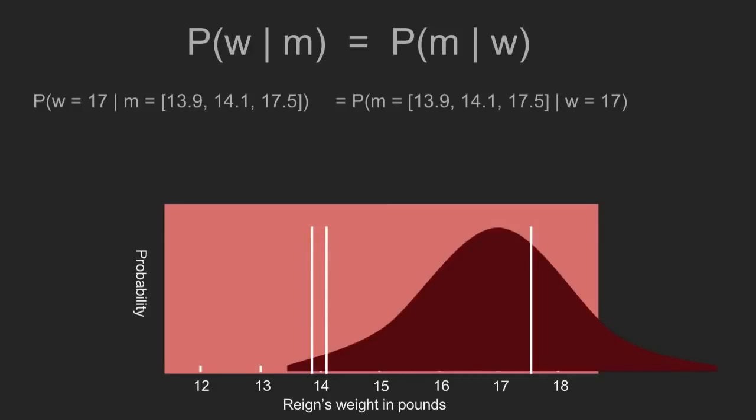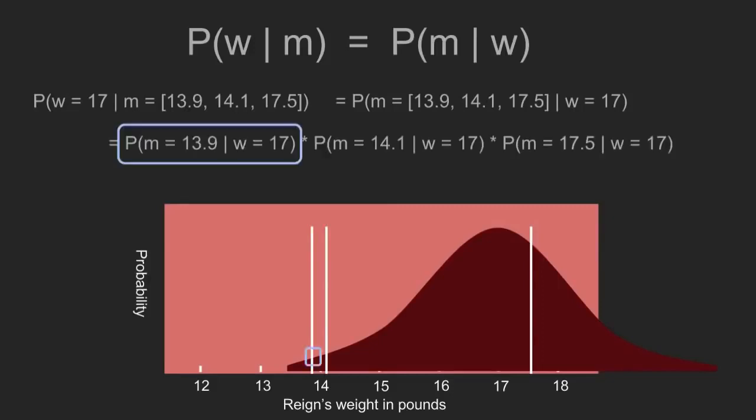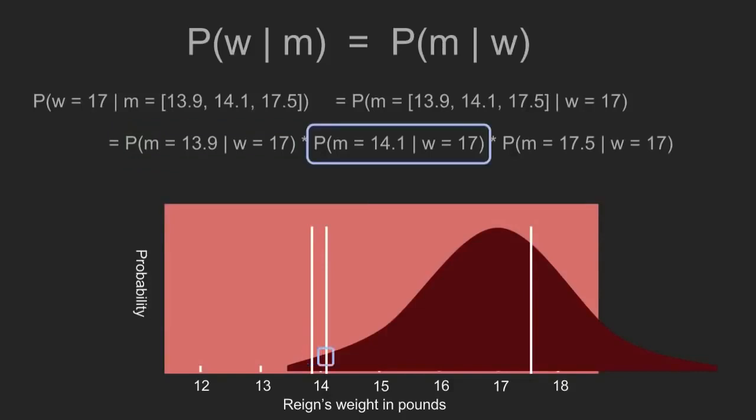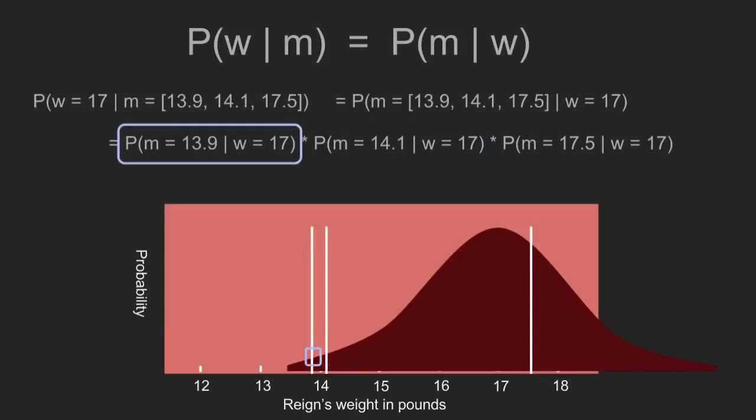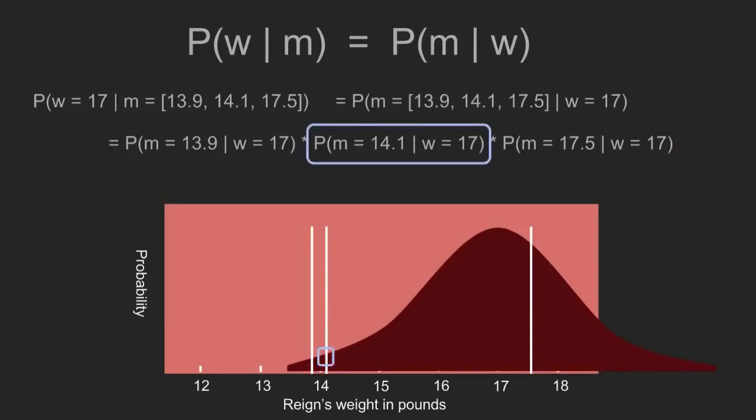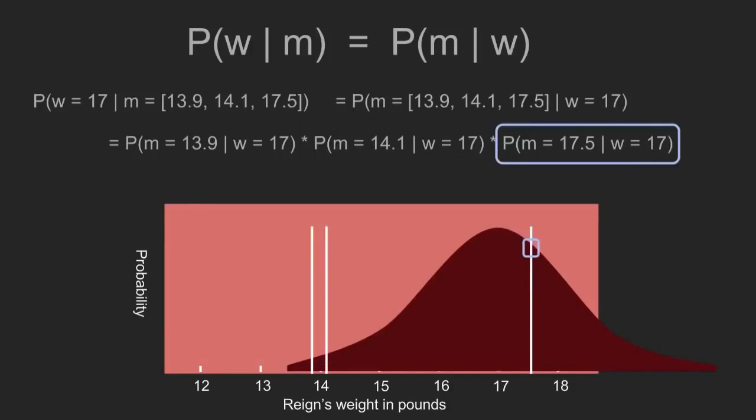So to calculate the probability of our measurements occurring, given this weight, we find the probability of each individual weight occurring, and we multiply that times that times that. Now these two are pretty small. When you multiply two small things together, they make something very small. So the probability of her being at 17 pounds is pretty small.